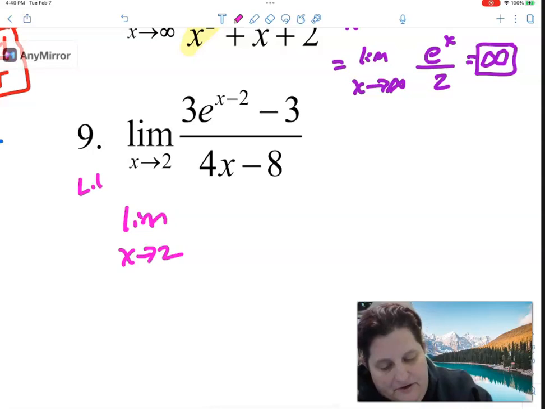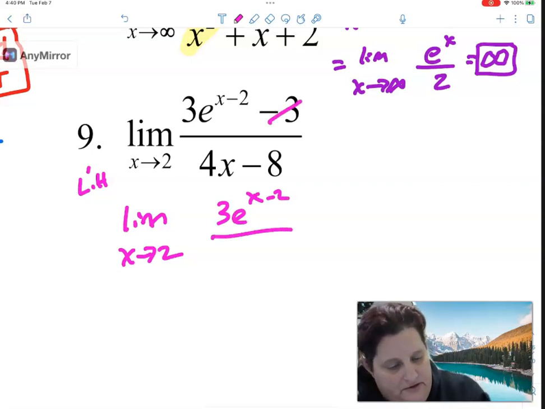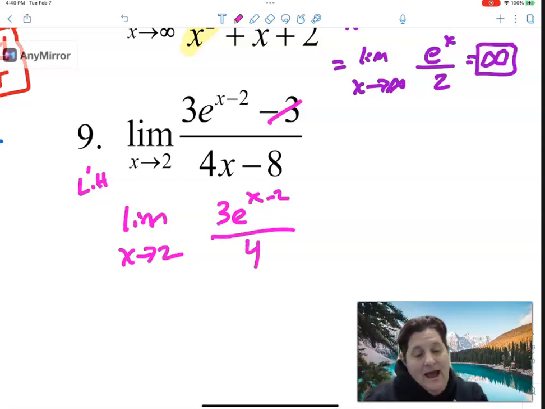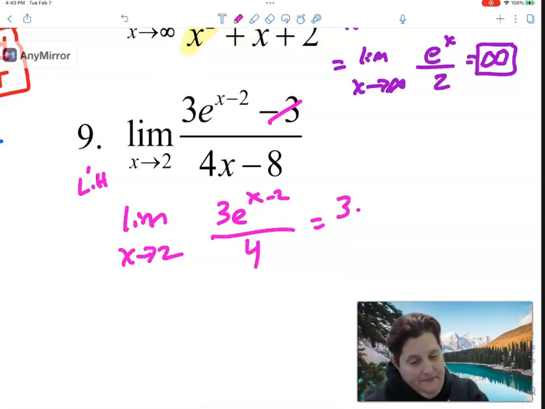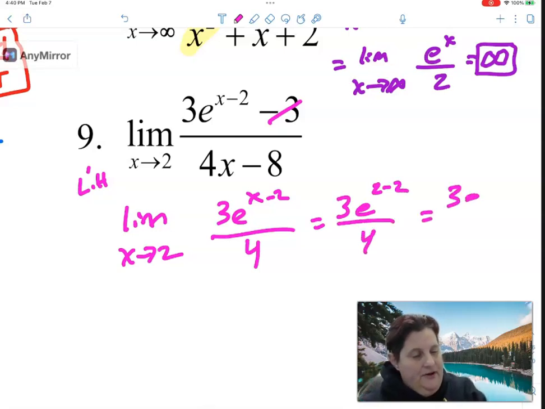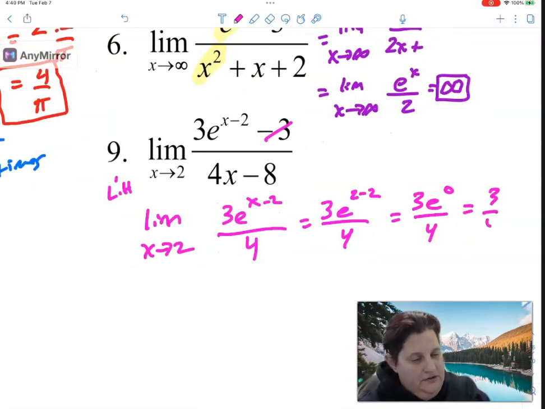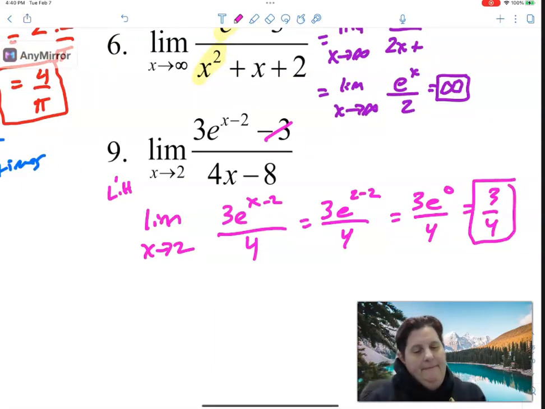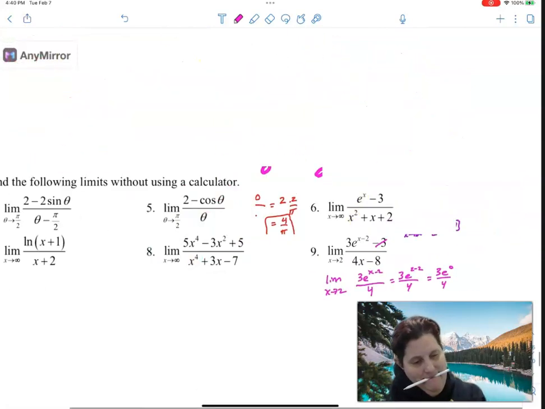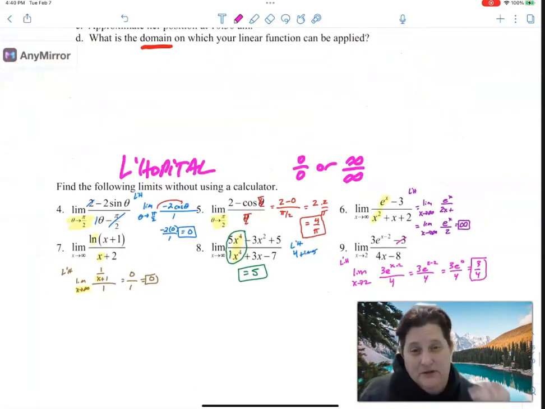I am going to do L'Hopital's rule. The derivative of 3e to the x minus 2 is 3e to the x minus 2. That goes to 0. The derivative of 4x plus 8 is 4. Now when I sub it in, I get 3e to the 0 over 4, but e to the 0 is 1, so I get 3/4. Okay? All right, cool. So that's how L'Hopital's works.